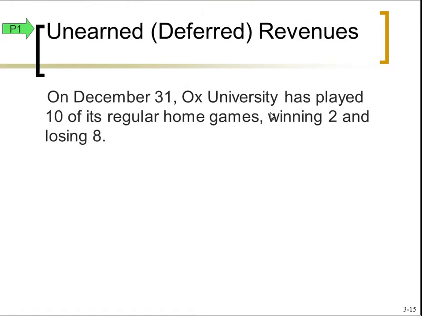On December 31st, Ox University has played 10 of its regular home games, so 10 out of the 20, half, and we won 2 and lost 8. That part really doesn't matter. That has nothing to do with how we account for the revenue. We don't earn more when we win or earn less when we lose.